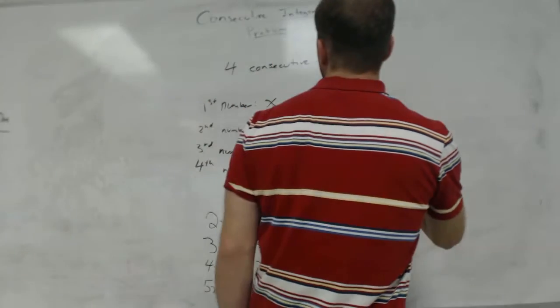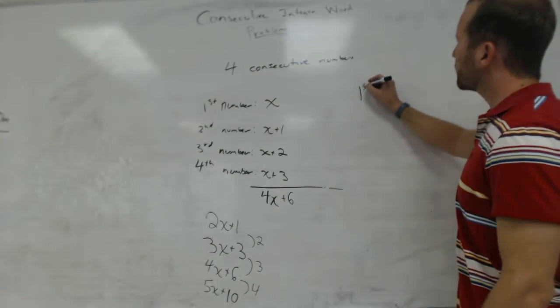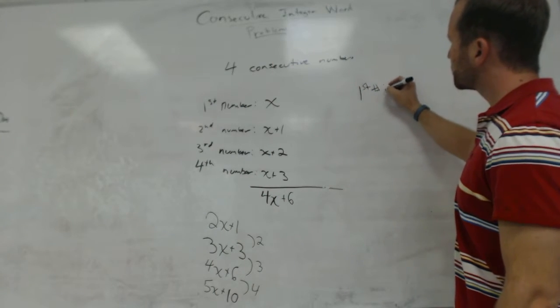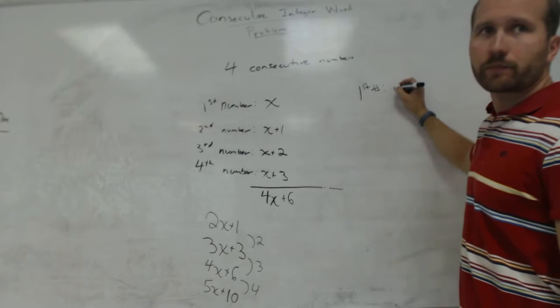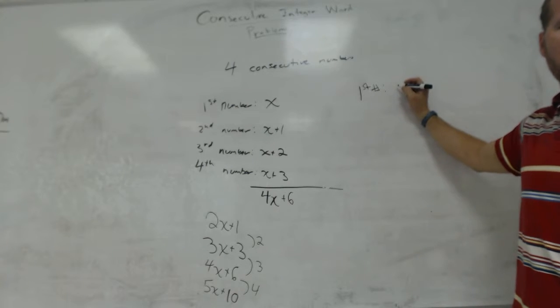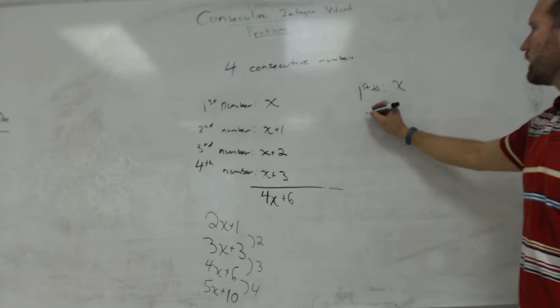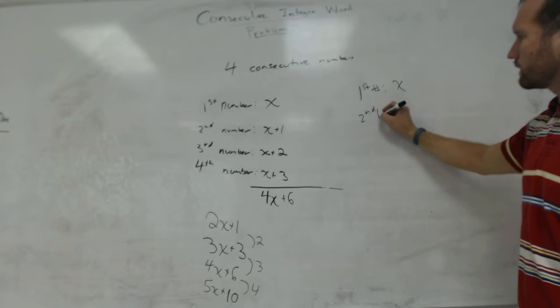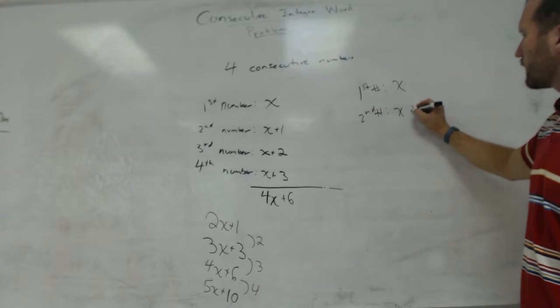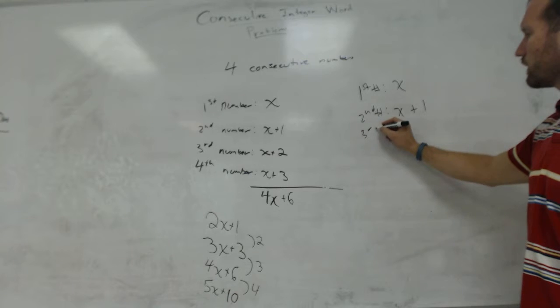Let's see if you're right. The sum of 5 consecutive numbers. What would be my first number? What is my first number always? X. What would be my second number? X plus 1. What would be my third? X plus 2.